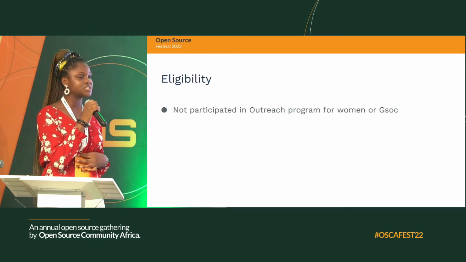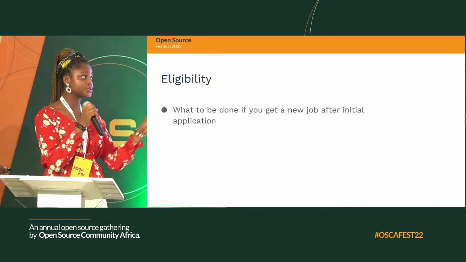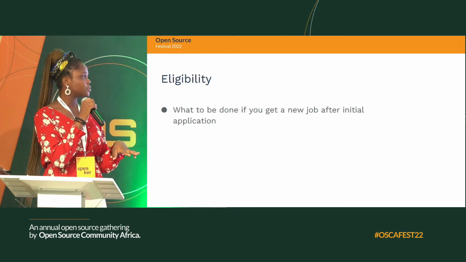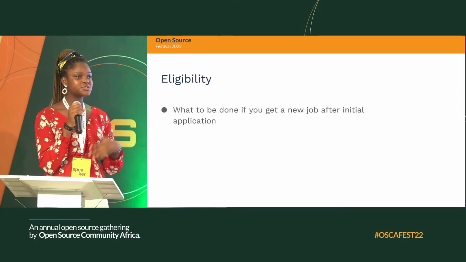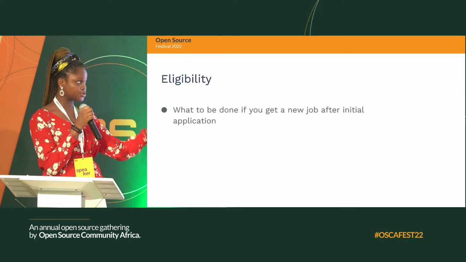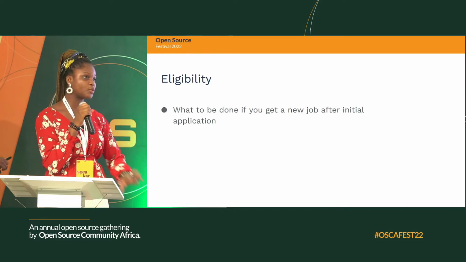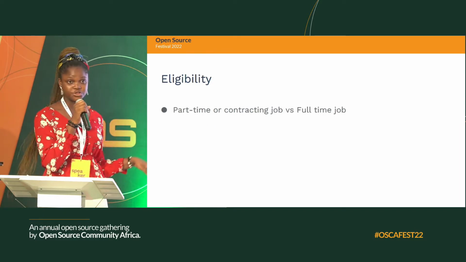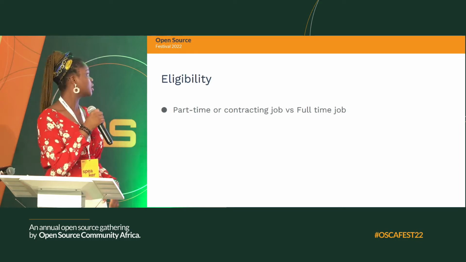Another qualification is if you've not participated in Outreach Program for Women or GSOC, that's Google Summer of Code. What if you applied without having a job, then suddenly after application you get a job? What should you do? Well, you should inform the Outreachy organizers, tell them your time commitment has changed and you have a job. So they would put that into consideration and know whether to pick you or not.